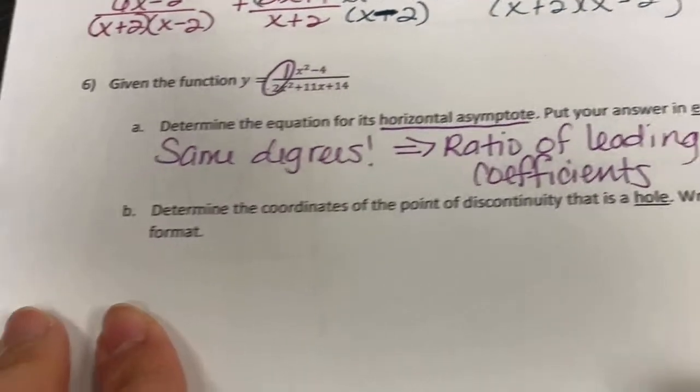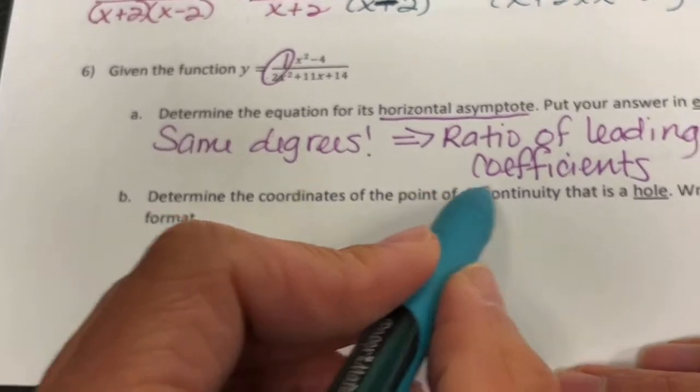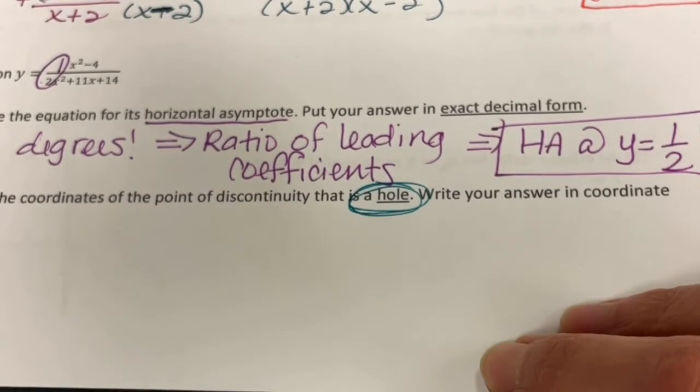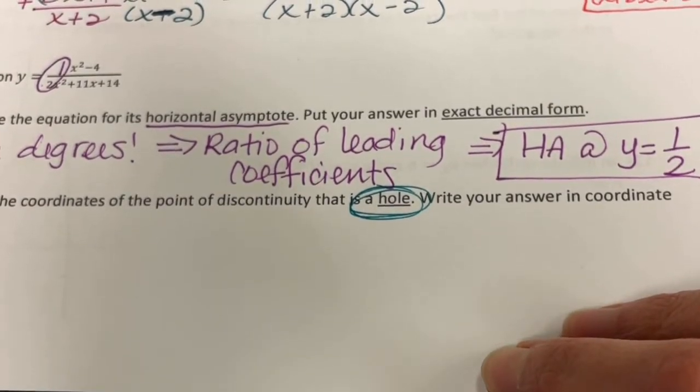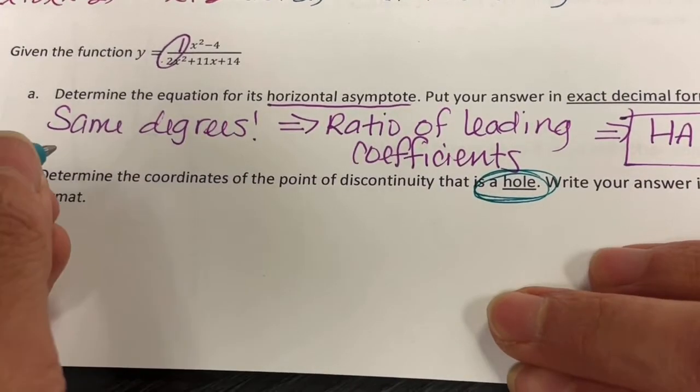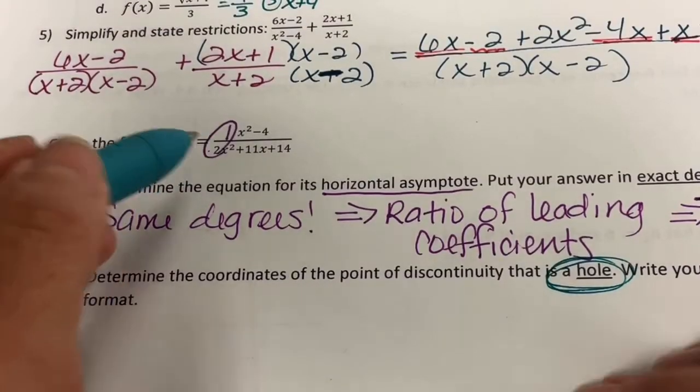Letter B. Determine the coordinates of the point of discontinuity. That is a hole. They want the coordinates of the hole. Write your answer in coordinate format. Okay, anyways, so let's find our hole, which means we've got to factor this now.